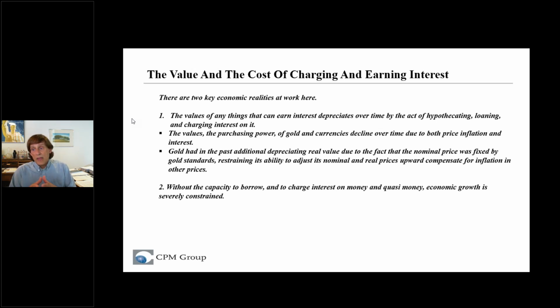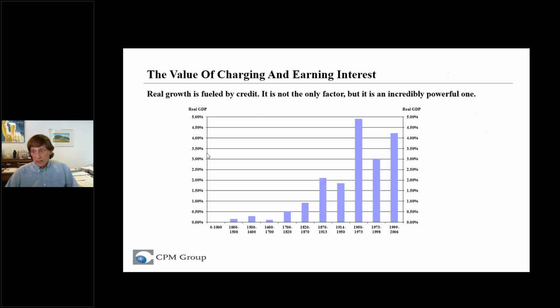So that's one of the factors. The other one is that without the capacity to borrow and to charge interest and to earn interest on money and quasi-money, economic growth would be severely constrained. This is how severely constrained it would be.